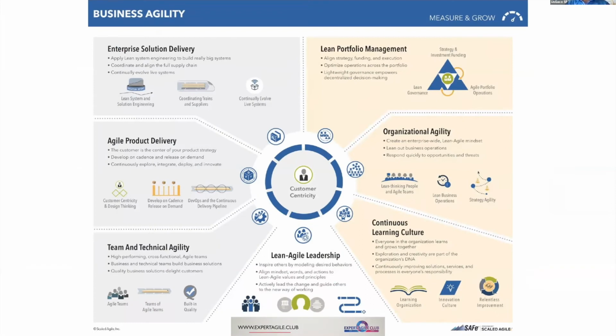Agility, you have to be able to succeed at the lean portfolio management level. And so we're going to talk about that tonight. And so that really focuses on three things: strategy and investment funding, agile portfolio operations, and lean governance.